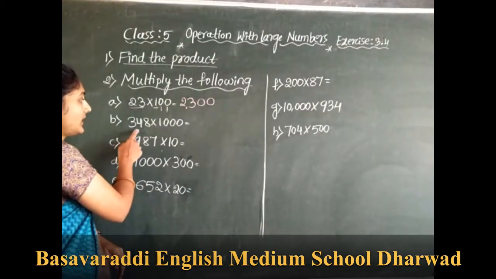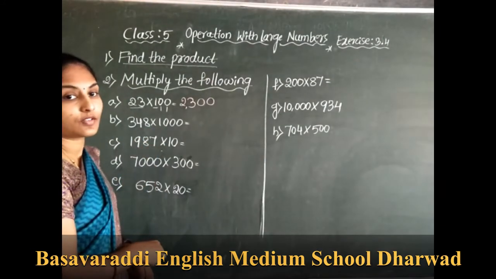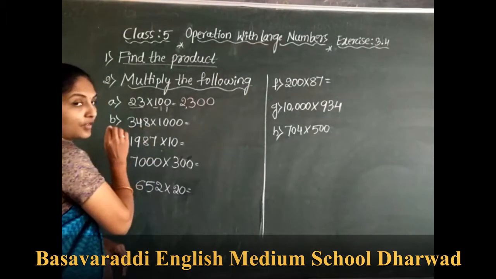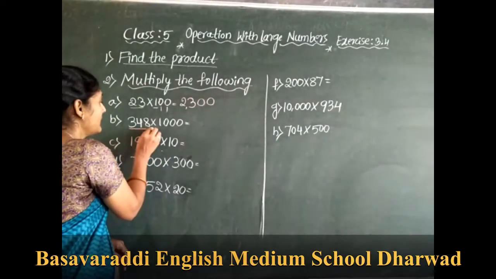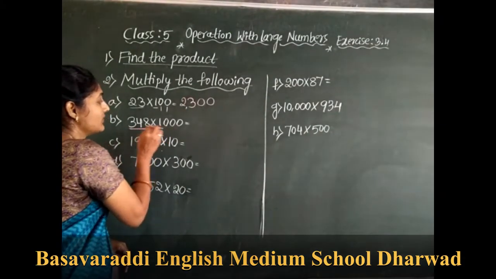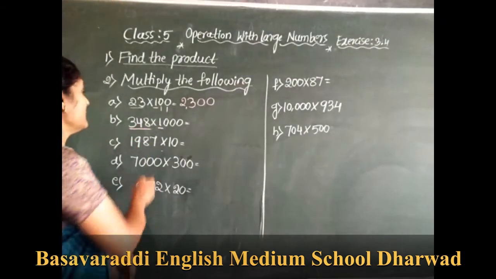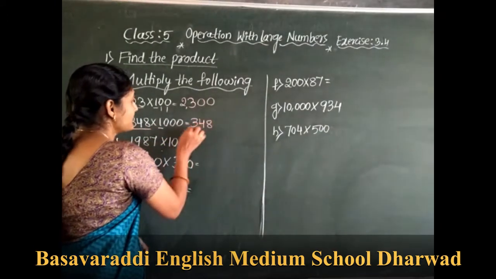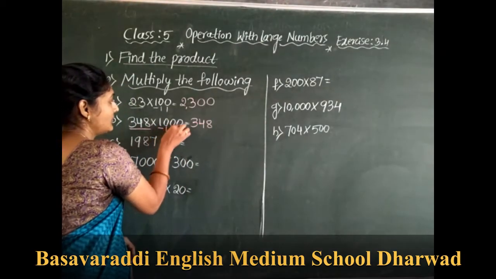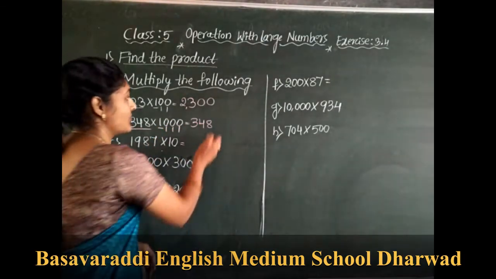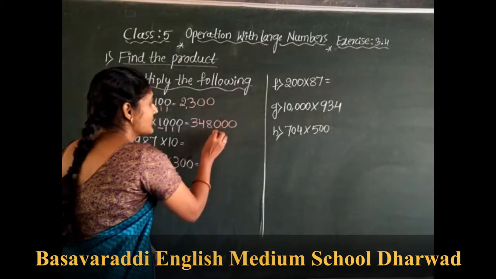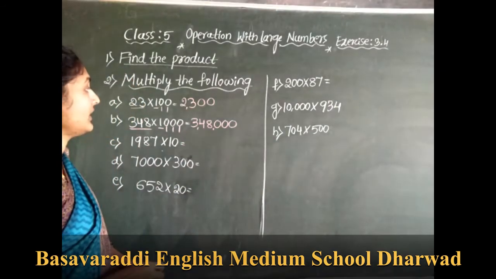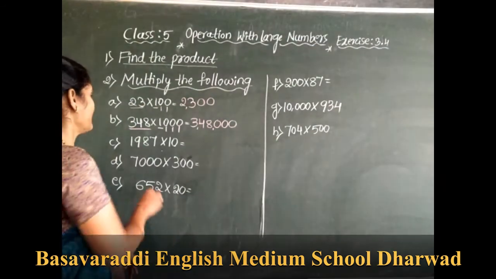So next question, 348 into 1000. First we multiply the non-zero part. What are the non-zero parts there? The 348 into 1. So 348 into 1 is equal to 348. How many zeros there? 1, 2, 3. So put 3 zeros in the second part. That is 3,48,000. What is the product there? The 3,48,000.